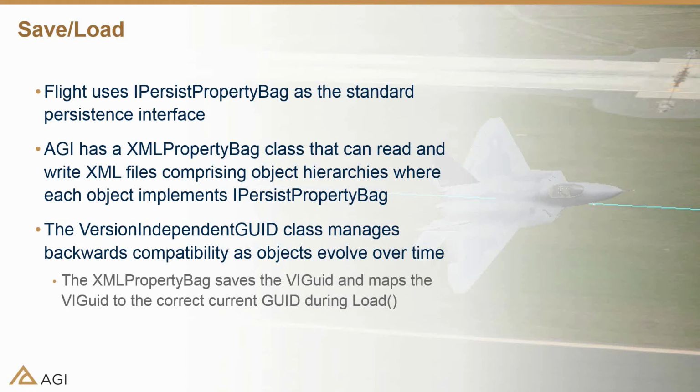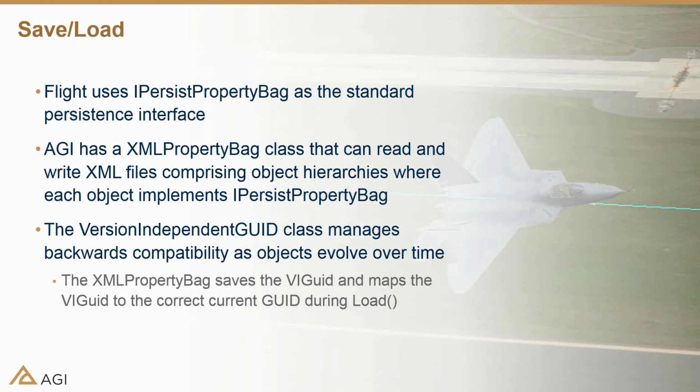There's a version-independent GUID class. If you think about it, if you're going to save an object, you have to save a representation of the type of object it is, so that when it comes time to load it, you have to be able to create that object. And this is where you start running into backwards and forwards compatibility issues, because here at AGI, every time we have a major release, we're going to renumber all of our GUIDs so that we can maybe add new functionality, or we have our reasons to do that.